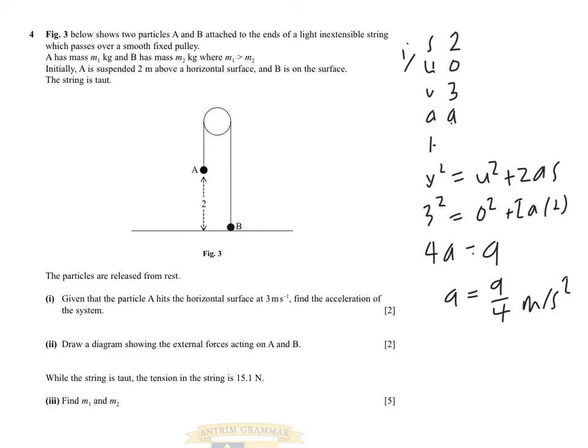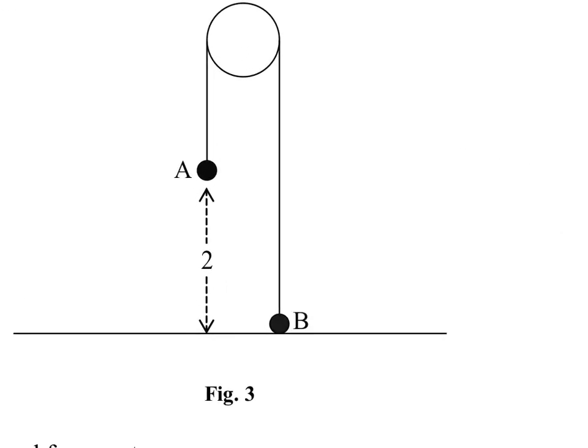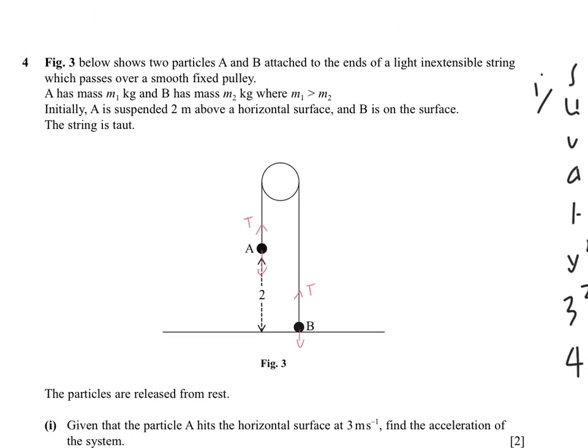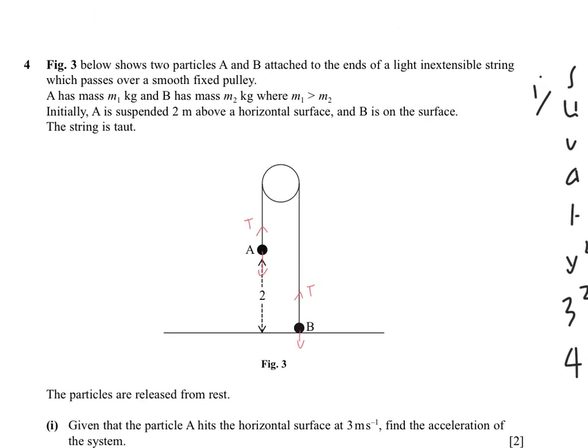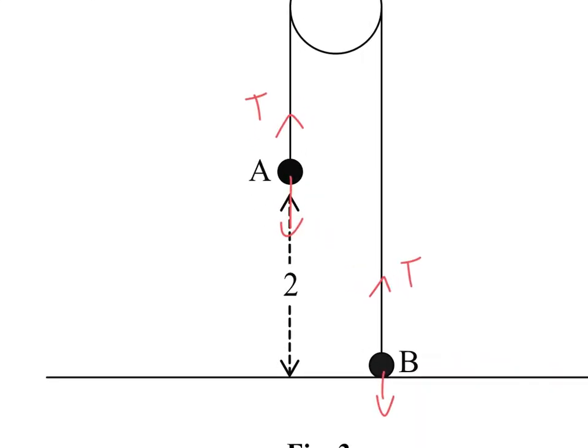Part 2 is to draw a diagram showing the external forces acting on A and B. So A has a weight and also B has a weight. And there'll be a tension in the string that will pull back A and pull up B, I suppose. The masses are m1 and m2. So we put in m1 g and m2 g.